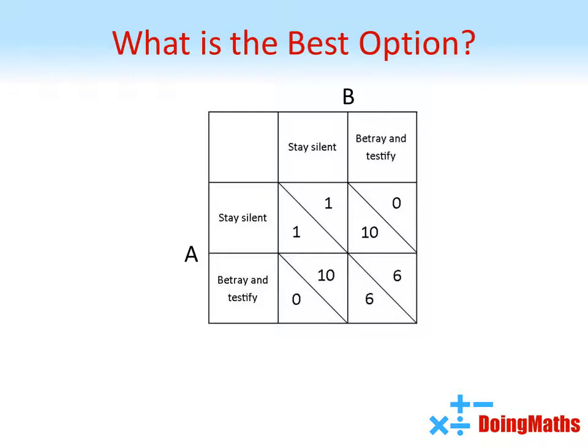So we've seen that by following the individual logic, the best options for A and B were to betray the other one, hence they'll both get 6 years in prison. But is this the best option overall? Looking at our payoff matrix, we can see that the best option for both would have been to stay silent and both get 1 year in prison.